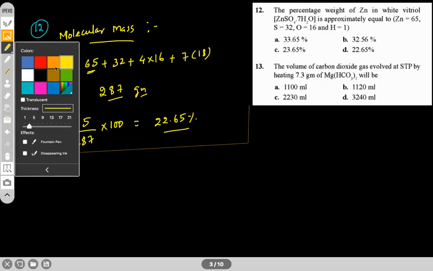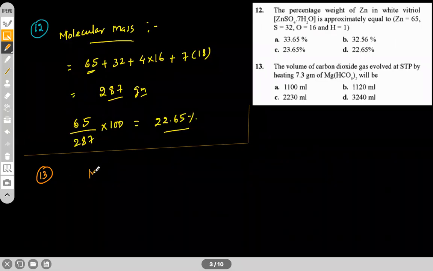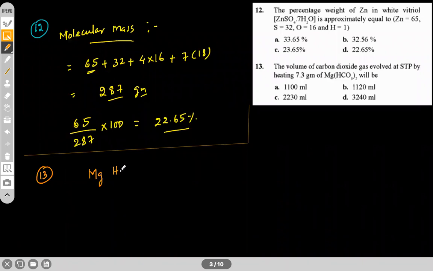Question number 13, you see. The volume of carbon dioxide gas evolved at STP by heating this will be. So for this one also, you should know what is the reaction, means what happens when we heat this bicarbonate. The name of this compound is magnesium bicarbonate. So when you heat this, obviously this bicarbonate converts into carbonate, water evolves, and CO2 also evolves in the form of gas.